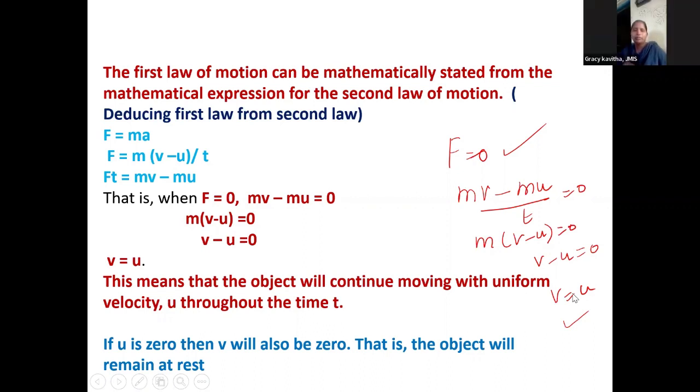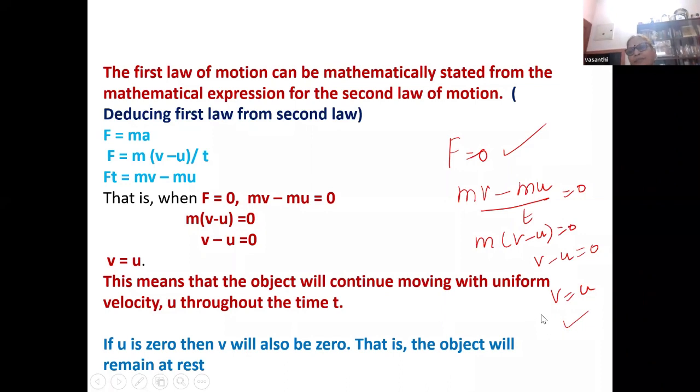If there is no external force, the body will continue to be at rest or in the same state of motion. The state of motion is not affected. They continue to move with the same speed if there is no external force. So bring in all these derivations, some twist in the story, so they will get the concept very clear.